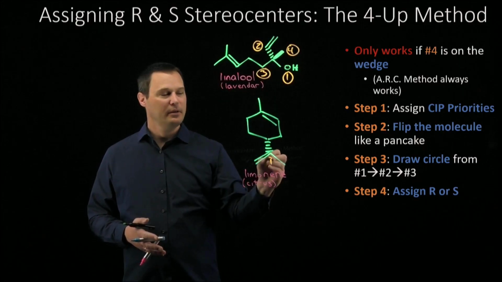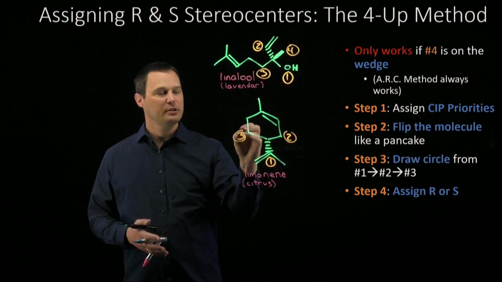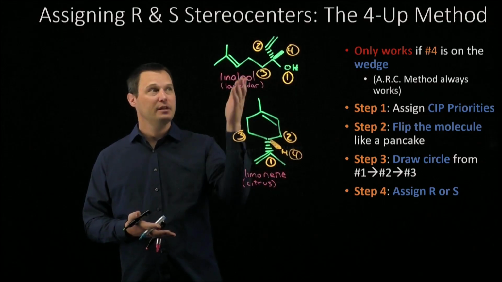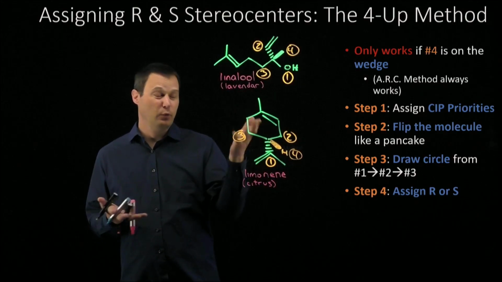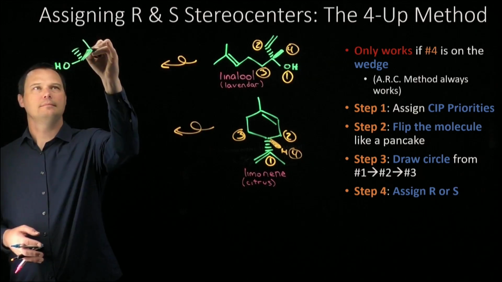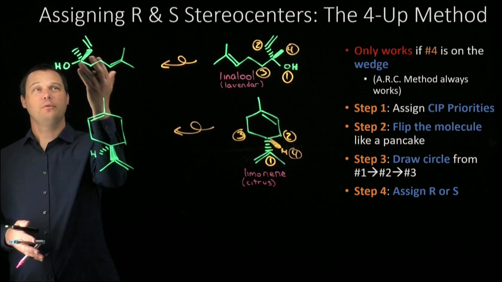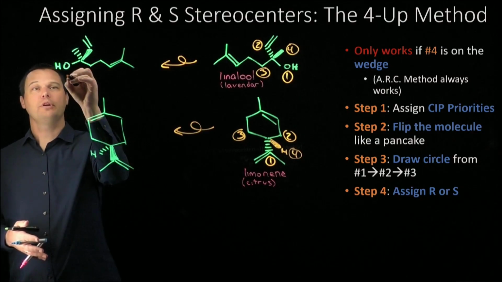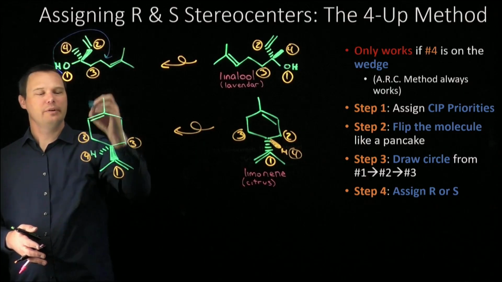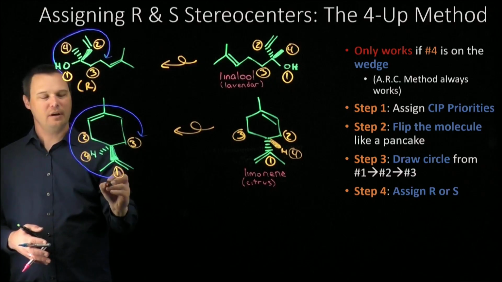For limonene, the alkene is priority 1, the chain around this side of the ring is priority 2, this side of the ring is priority 3, and the hidden hydrogen is priority number 4. Next, we do a quick check to see if number 4 is on the wedge pointed towards you. Of course they are, or they wouldn't have made it into this video. Then we can flip the molecule like a pancake. Now that number 4 is on the dash for both molecules, we can bring back our priority labels, and we can draw our circles from 1 to 2 to 3, ignoring number 4. Both of these circles are clockwise circles. That makes both of these stereocenters R stereocenters.